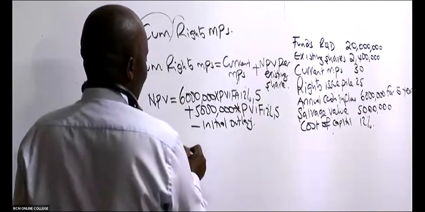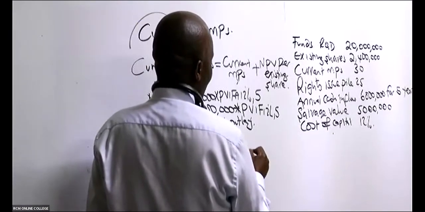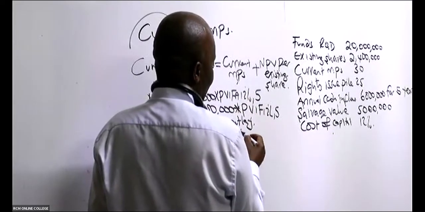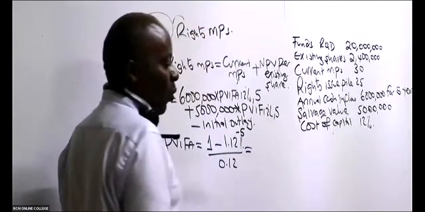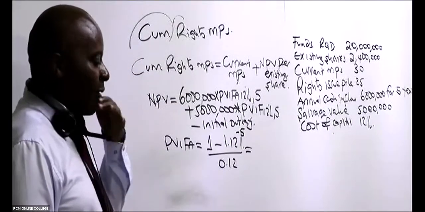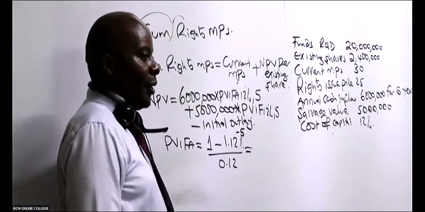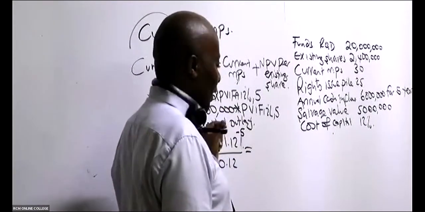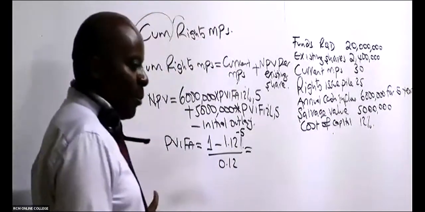So then are you able to give me the PV-FAR in this case? Let me try you out. Anybody who is able to give me this PV-FAR: 1 minus 1.12 raised to negative 5, everything divided by 0.12, which will end up giving us what figure? Remember the formula of PV-FAR. I know right now I'm teaching experts. So 1 minus 1.12 raised to negative 5, and then we divide everything by 0.12.